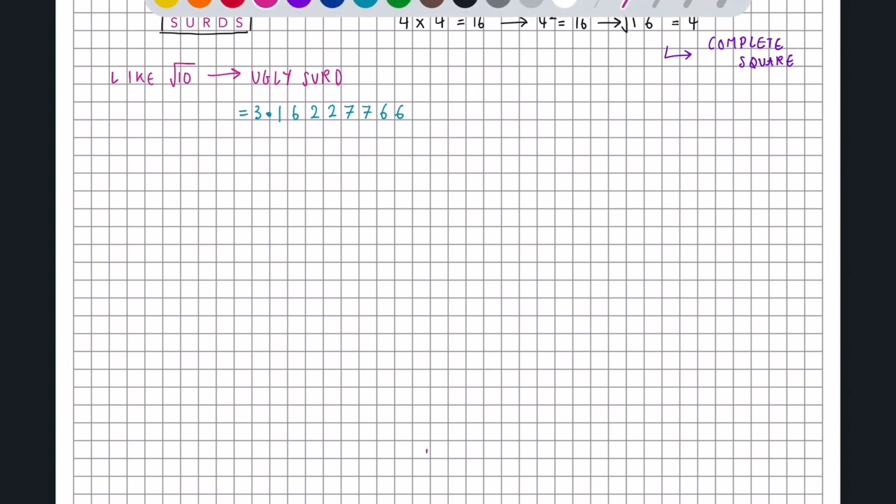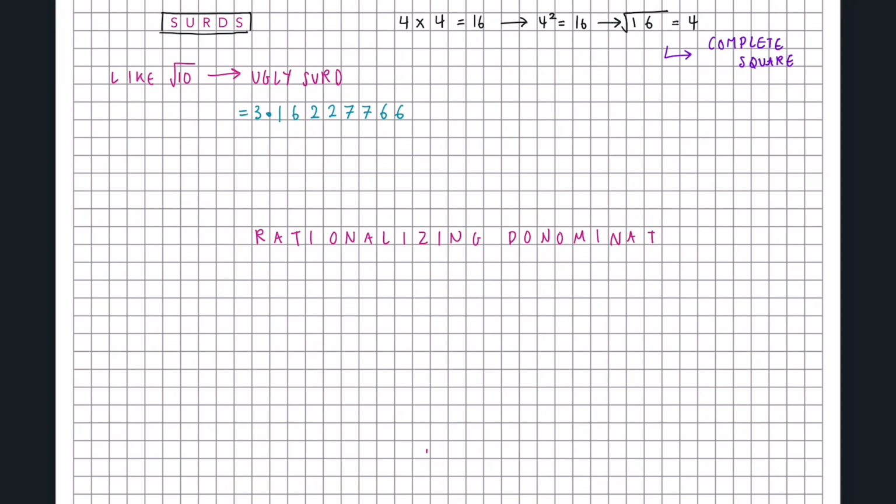3.16227766. And as you can imagine, the surd form of root 10 is just much easier to work with than that long decimal number. Now we're going to move on to rationalizing denominators. This basically just means you want to get rid of all the surds in the denominator of a fraction. If you don't already know, the denominator is the bottom part of a fraction and the numerator is the top. This isn't for any specific reason, but it's what mathematicians think is the simplest form to write surdy fractions in.